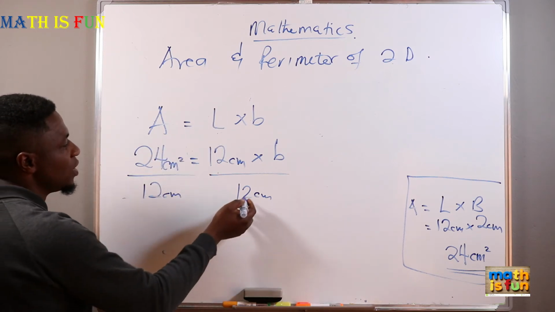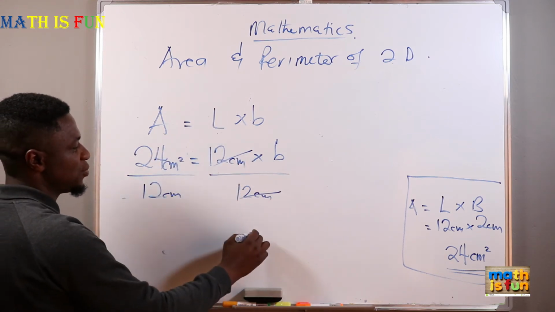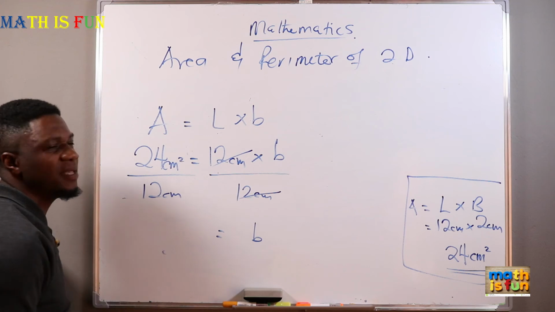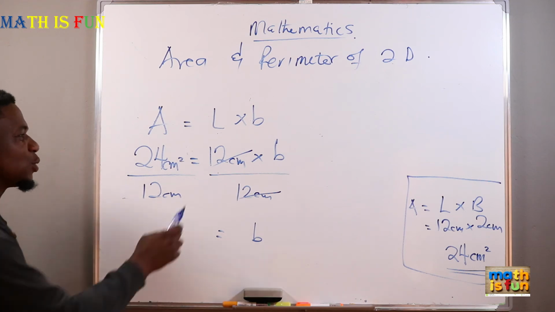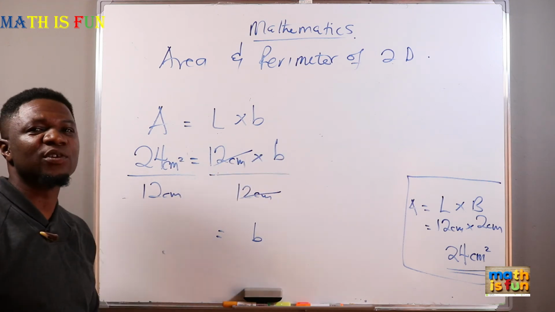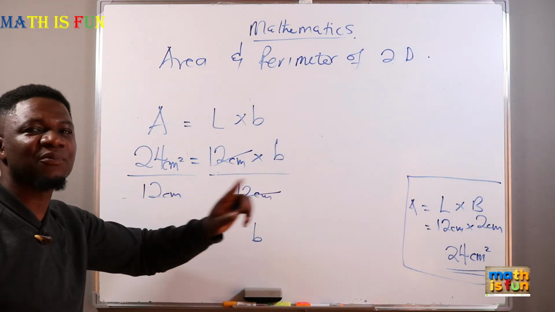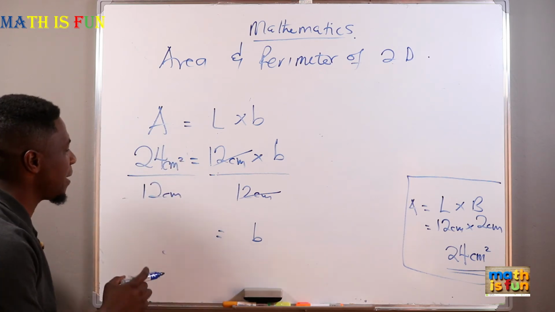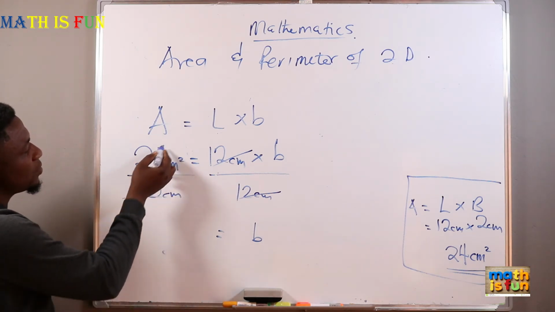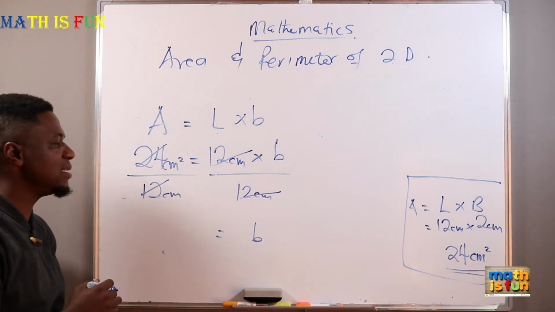Okay, 12 centimeter cancels 12 centimeter. We've got b alone, because 1 times b is still what? B. All variables have a coefficient of 1, remember. Okay, then 12 goes into 24 how many times?